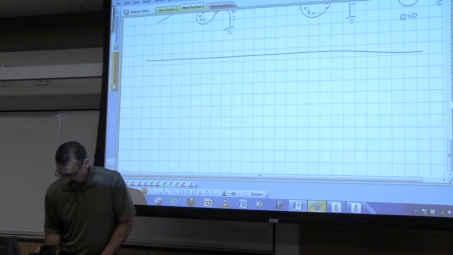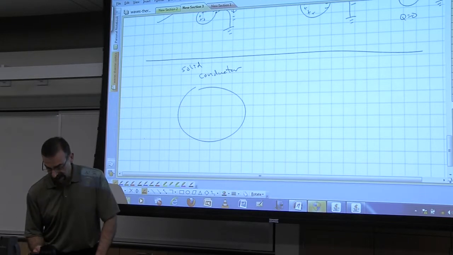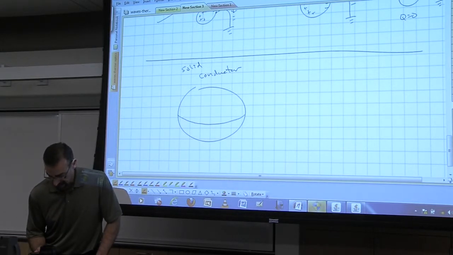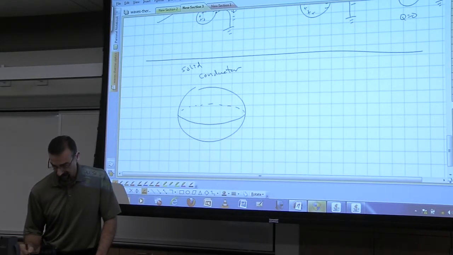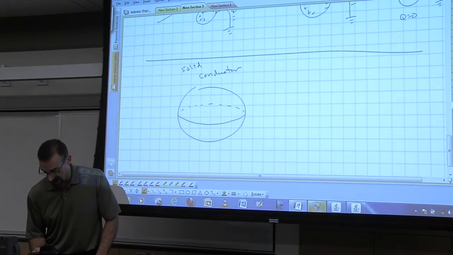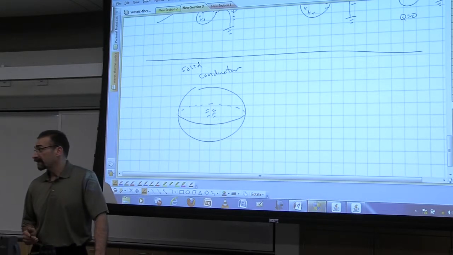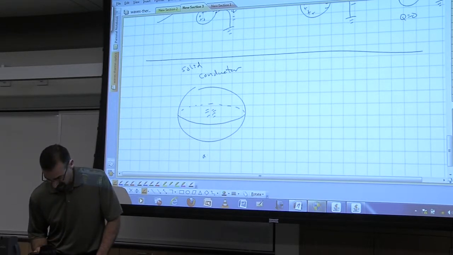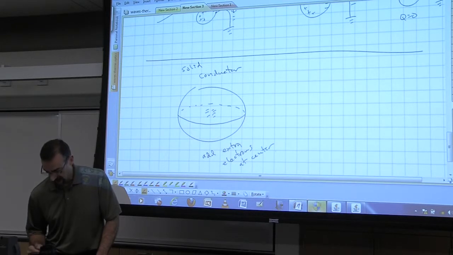So the conductor, remember, let's make it a solid. If we could somehow magically inject some extra electrons into the center of this solid conductor, what's going to happen to them?